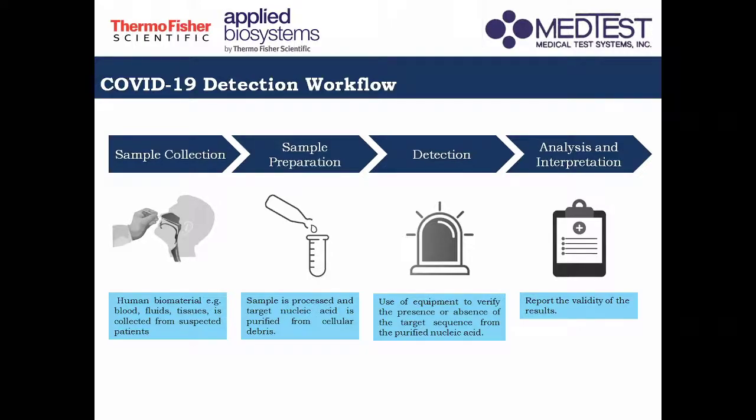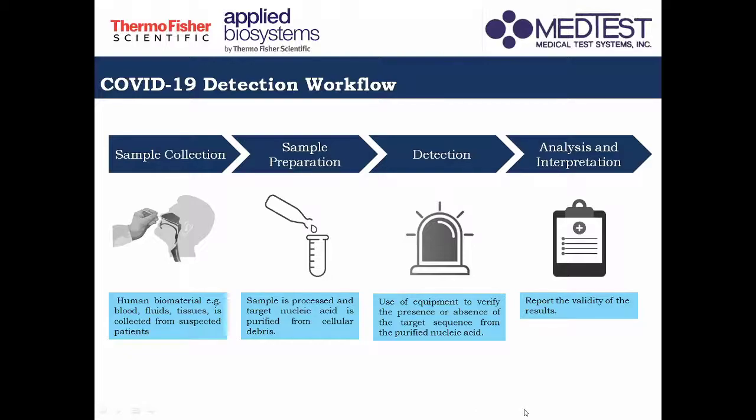And then after collecting the sample, we proceed with sample preparation. So in sample preparation, yung nakuha po nating material from a patient is processed chemically and physically so that we would obtain a target material. So in the case of COVID-19 detection, what we are after is the genetic material of the virus, which is the RNA. Then after we obtain the RNA, we proceed with the detection.